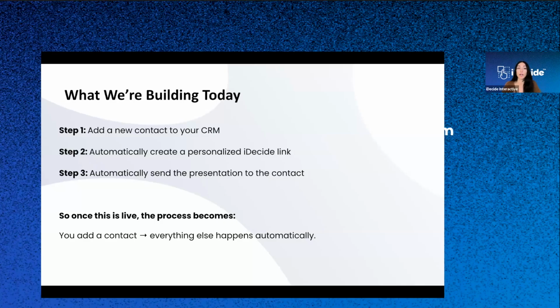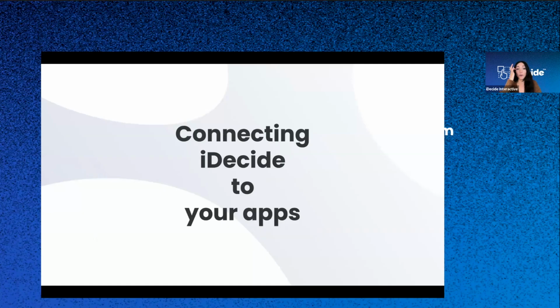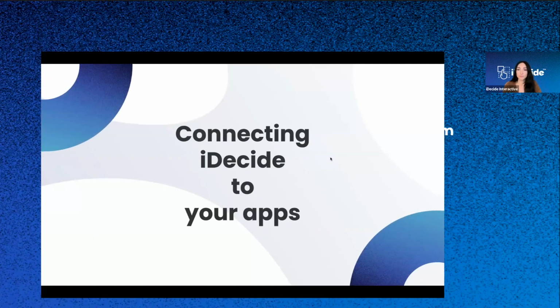I'm going to build it where anytime that you add a new contact to your CRM, it's automatically going to create a personalized iDecide link for that contact. And then it's automatically going to send the presentation to that contact. So once this is live, you add a contact to your CRM and the rest happens automatically. So, I'm going to go ahead and screen share.